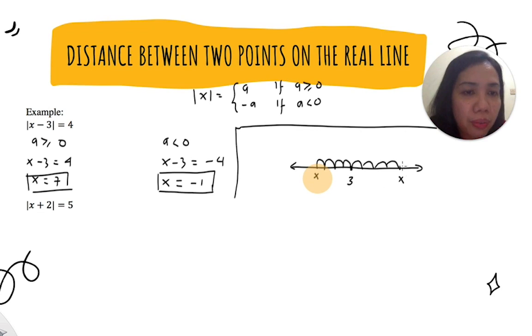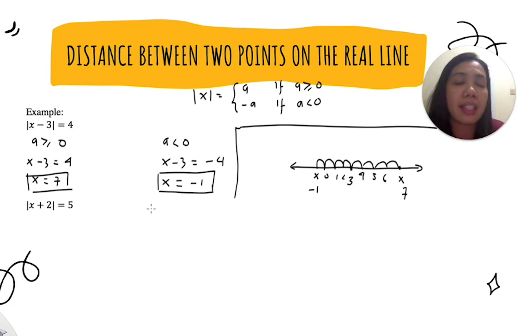So let's figure out the numbers in here. If we have 3 in here, then this is 4, this is 5, this is 6, and here is 7. And how about the x on the left side? If this is 3, then this is 2, this is 1, this is 0, and this is minus 1. So we have x equals 7 for the first x, and for the second solution x equals minus 1. The same thing we have here when we apply the formal definition of absolute value.